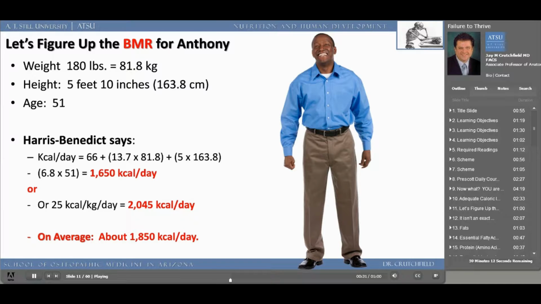So what's the right answer? This stuff is not an exact science. So what I've done is calculate both, and let's take the average. So averaging the Harris-Benedict and the unstressed 25 kcals per kilogram per day means that Tony needs about 1,850 kcals per day to just survive, to sit in a chair and do nothing. Let's use this as his BMR.